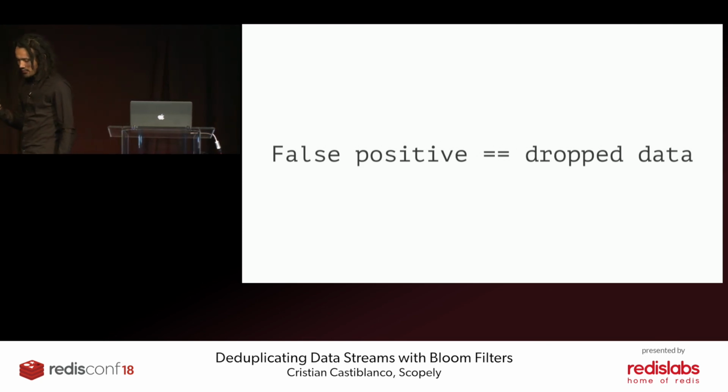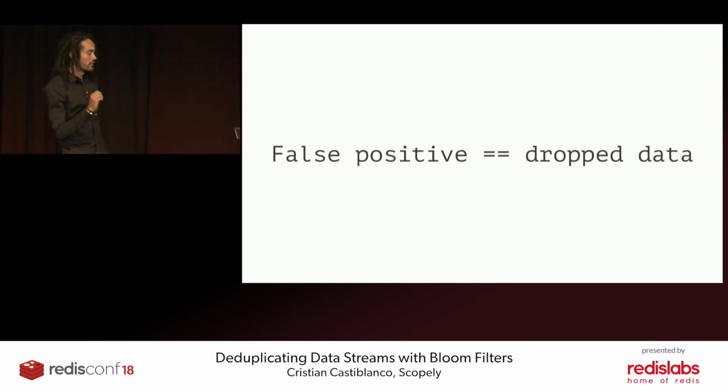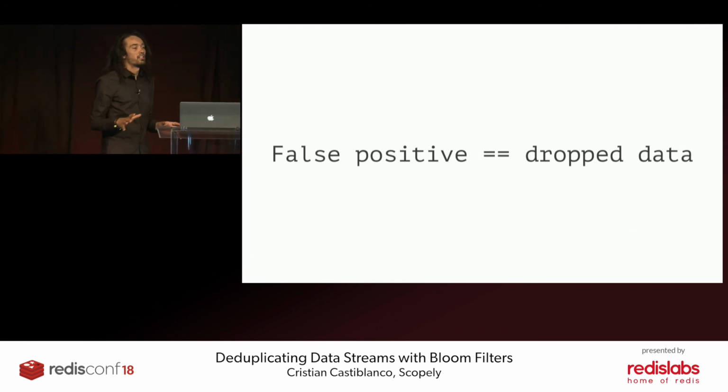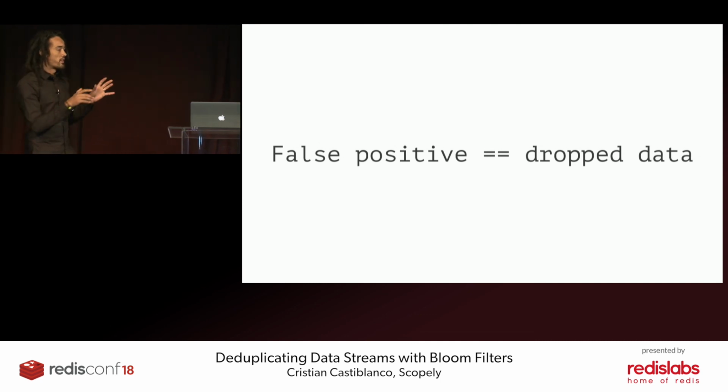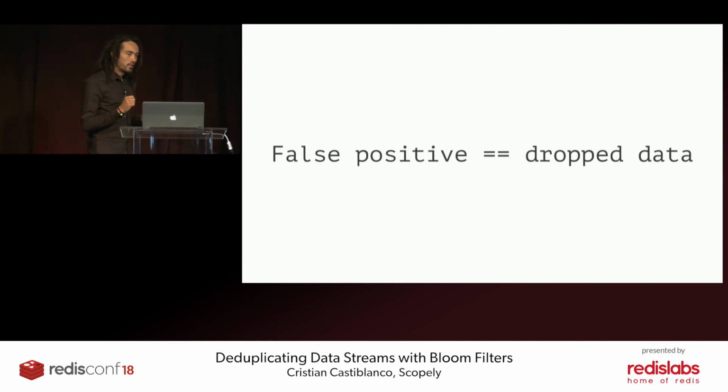And I have to do a big remark here. In the context of streaming processing, a false positive means basically that you're dropping data. And this is a very important caveat that you have to take into account before you even think about using this in production, right? In the case of Scopely, there are many things to take into account.